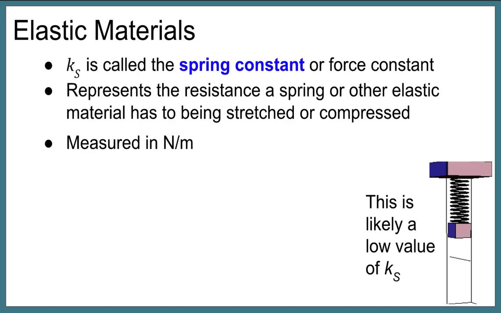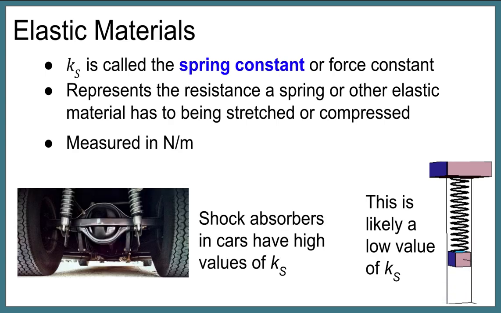It's measured in newtons per meter, meaning how much force is needed per meter in order to stretch something or compress it. This spring that's easily moving up and down like this would have a pretty low value of k sub s. It's easy for it to move up and down, and so the resistance is low. But near the axles of a car, there are shock absorbers that can withstand large amounts of bounce within the car. They will have very high values of k. It's going to be very hard to stretch or compress those particular springs.